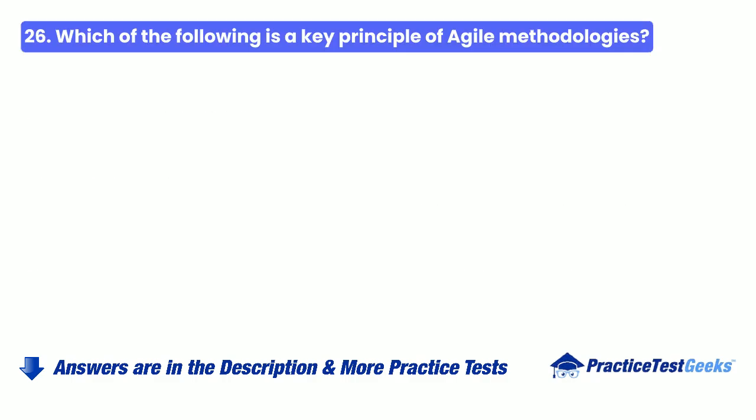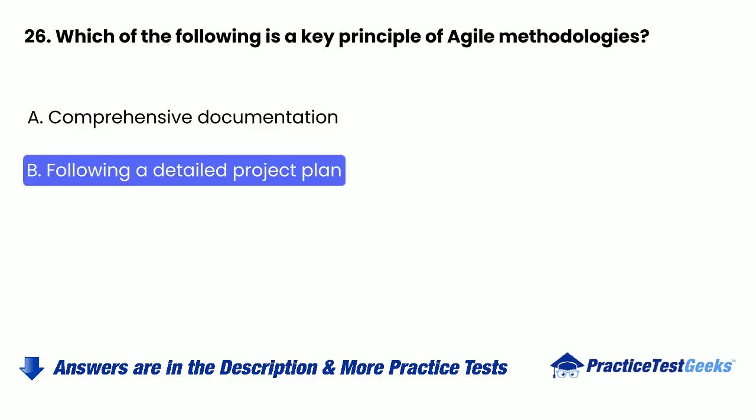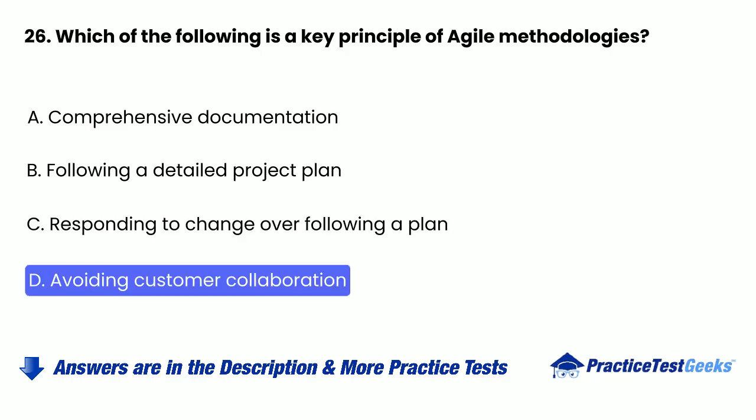(26) Which of the following is a key principle of Agile methodologies? A. Comprehensive documentation. B. Following a detailed project plan. C. Responding to change over following a plan. D. Avoiding customer collaboration.